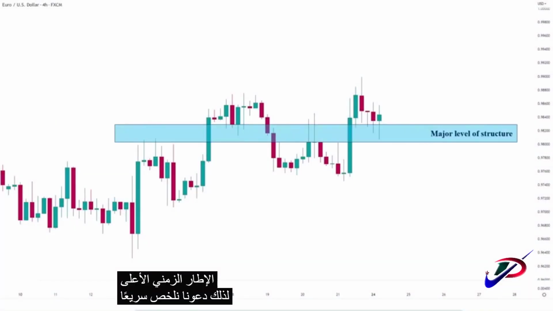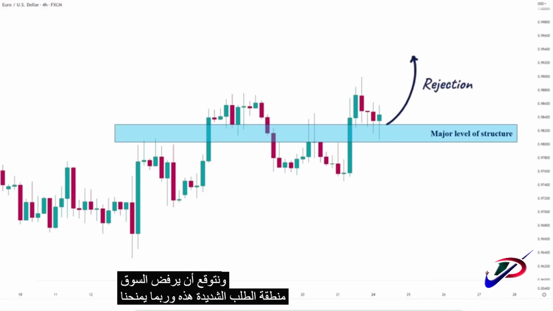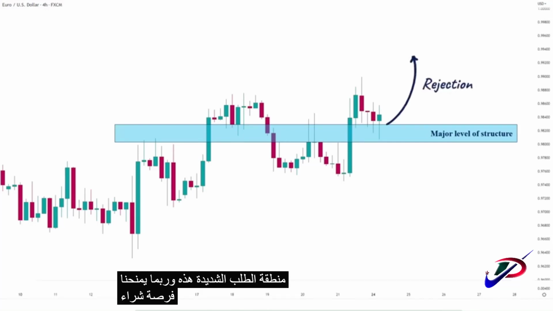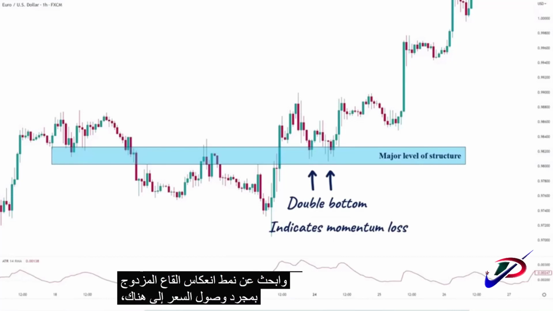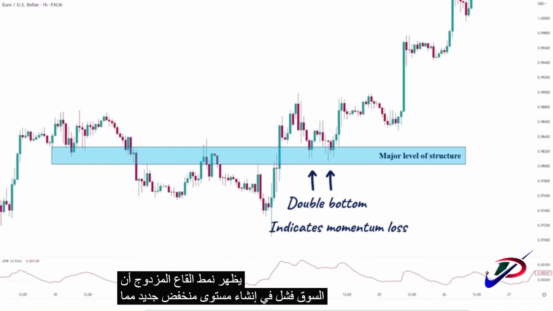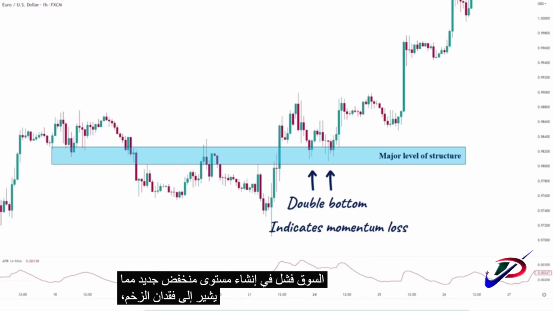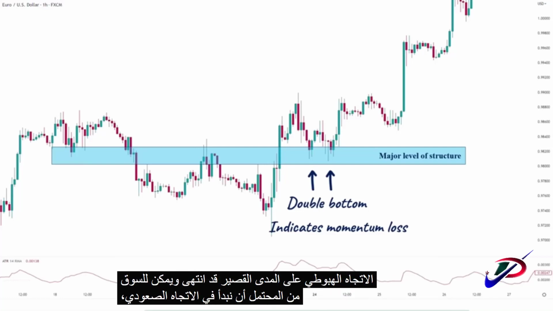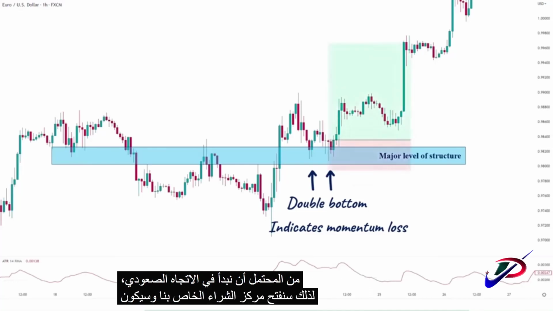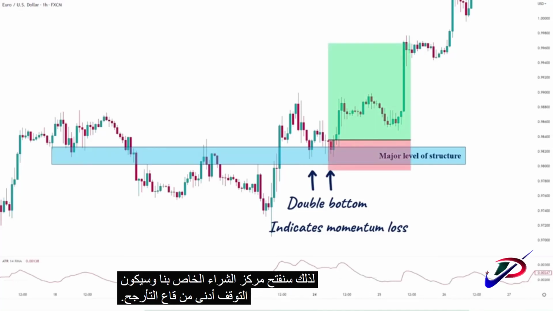So let's have a quick recap of this reversal setup. First, we identified a major level of structure in front of the market on the higher time frame. We expect the market to reject this extreme demand area and possibly give us a buying opportunity. So we zoom into the lower time frame and look for a double bottom reversal pattern once the price gets there. The double bottom pattern shows that the market failed to create a new low, which indicates a loss of momentum. This signals that the short-term downtrend is over, and the market can potentially start to go to the upside. So, we will open our buying position and the stop will be below the swing low.